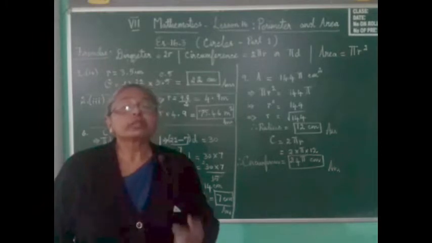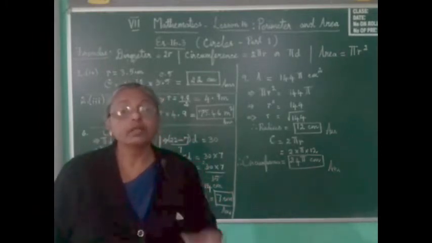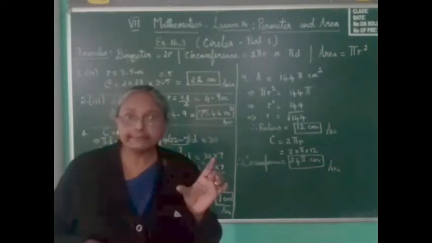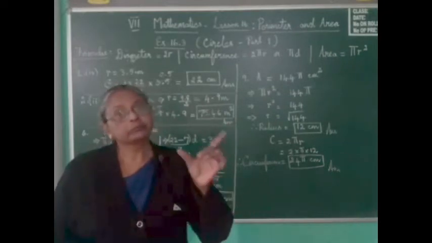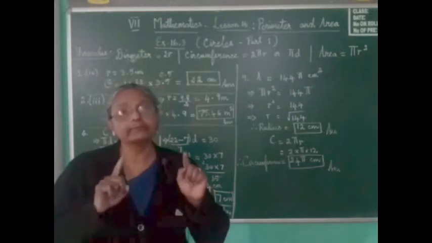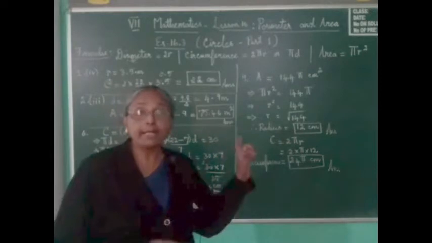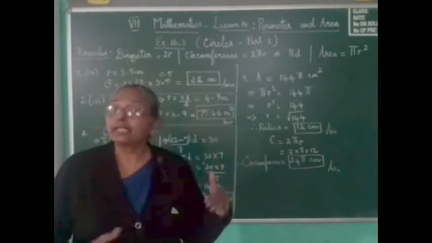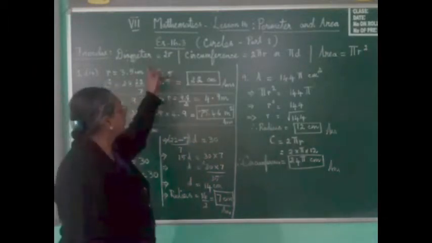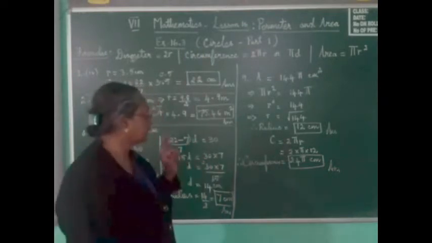Just to review, a chord means both the ends of the line segment will be touching the circle. It will be a line segment that passes through the circle, and both end points will be lying on the circle. And the diameter is such a chord which passes through the center of the circle. You already know this. And that's why the diameter will be twice the radius of a circle.